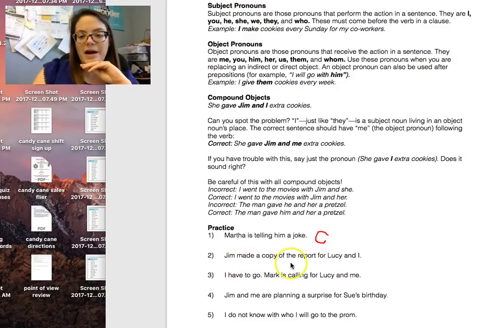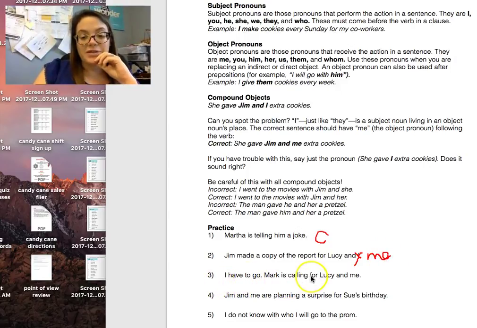Jim made a copy of the report for Lucy and I. Looking for my pronoun, I see I, and right here it's the object of a preposition. It's in the prepositional phrase for Lucy and I, so that's going to be wrong. I need to cross that out and change that to me. I wouldn't say for I, I would say for me.